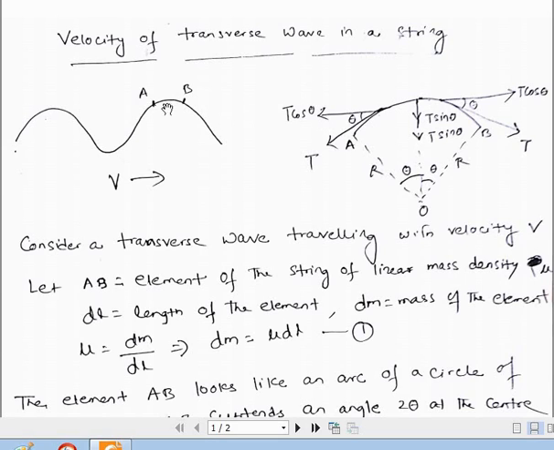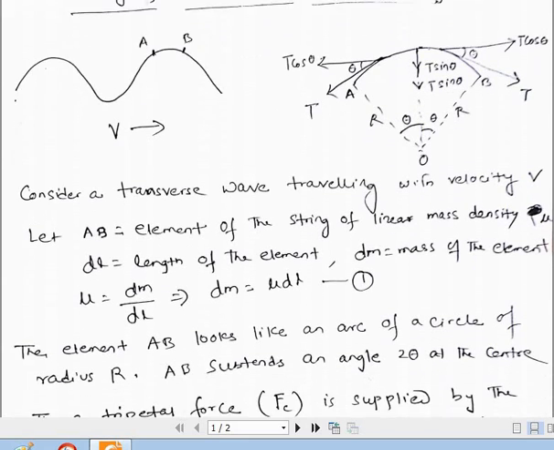So this small portion of the string will be called the element of the string of linear mass density mu, and dl is the length of this element and dm is the mass of this element AB. So if you have got dl and dm, what will be the linear mass density? Linear mass density mu will be equal to dm by dl. From here, dm is equal to mu into dl.